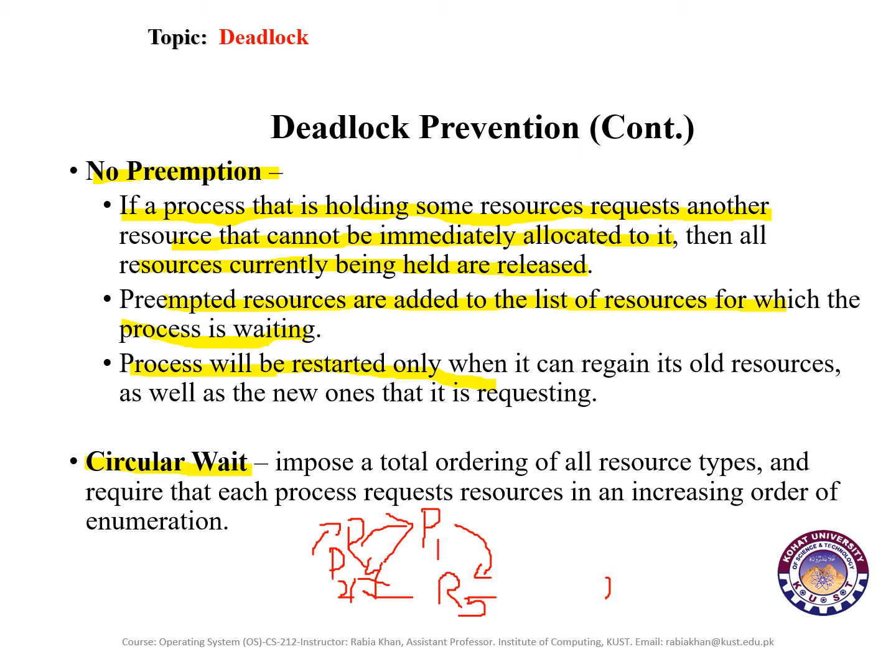Since you can see a circle in this case, that means we can remove this P2 from this circle. And ultimately, the resource held by P2, which is R5, will be released. And P1 is requesting this resource, so it will be assigned to P1. So in this way, we can remove circular wait. You can number the resources, and processes can request resources only in higher numbers. They cannot request resources lower than the numbers they have already acquired.